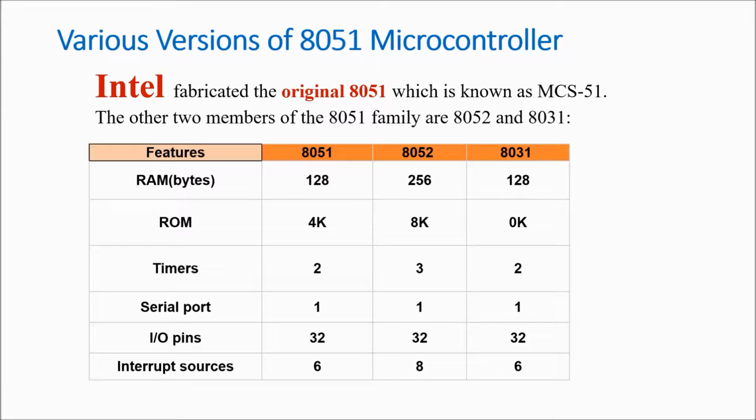The first is RAM memory. So 8051 has a RAM memory of 128 bytes, 8052 has 256 bytes, and 8031 has 128 bytes of RAM memory. 8051 has ROM memory of 4 kilobyte, 8052 has 8 kilobyte, and 8031 has 0 kilobytes. There are two timers in 8051, three timers in 8052, and two timers in 8031. All these three family members has one serial communication port. The I/O port pins are 32 in all these three family members. Interrupt sources are 6 in 8051, that includes reset also. In 8052, interrupt sources are 8, and in 8031, interrupt sources are 3.